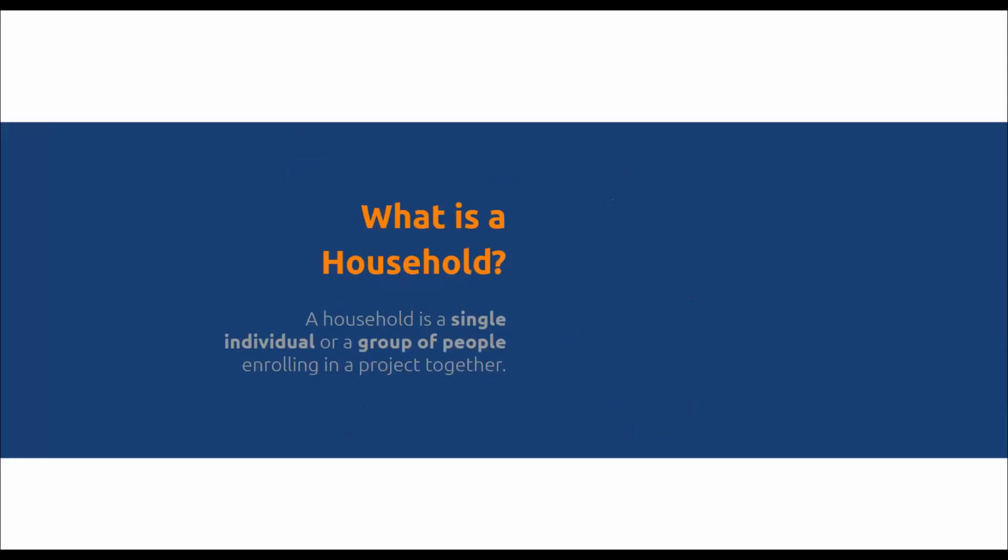So next we will go on to creating and managing households. What is a household? A household is a single individual or a group of people who are enrolling into a project together. So in HMIS, there are two household configurations to manage. First is the global household, which is connected to the client's profile. And then also we have the program household, which is connected to the client's enrollment. So before enrolling clients into a project, you will need to make sure that the client's global household accurately reflects the client's current household composition.